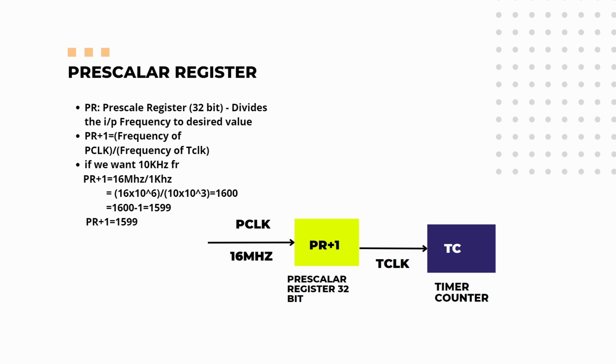So what do we mean by 10 kilohertz frequency? 1 kilohertz frequency means 1000 hertz, 1000 clock pulses per second. So if I am getting 10 kilohertz of frequency, it means 10,000 clock cycles per second.